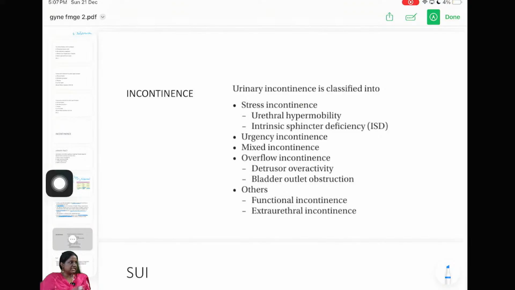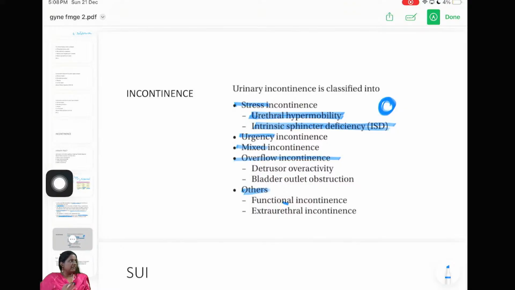So what are the different types of incontinence? Whenever there is a problem with this holding and relaxing, it results in incontinence. There are different types: stress, urge incontinence, mixed incontinence, overflow incontinence, and others. Stress incontinence is purely because of urethral hypermobility or intrinsic sphincter defect. Whenever you laugh, sneeze, or cough, suddenly that sphincter will open and let your urine out. That is stress incontinence.